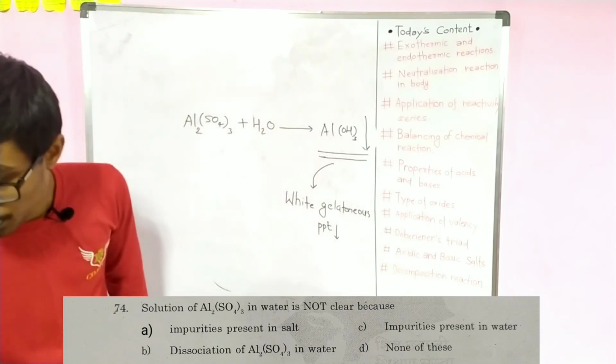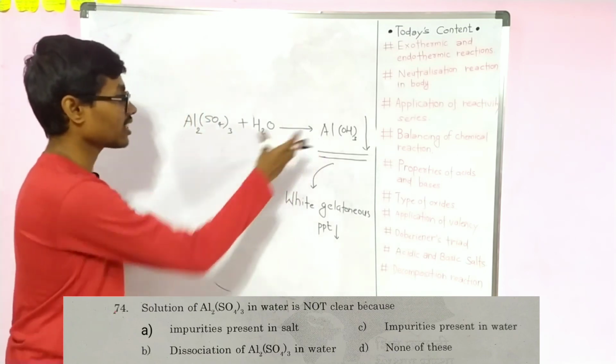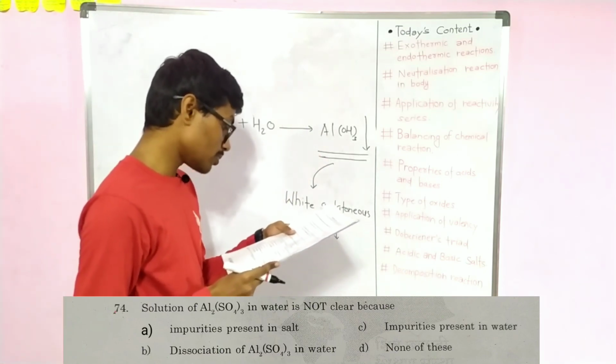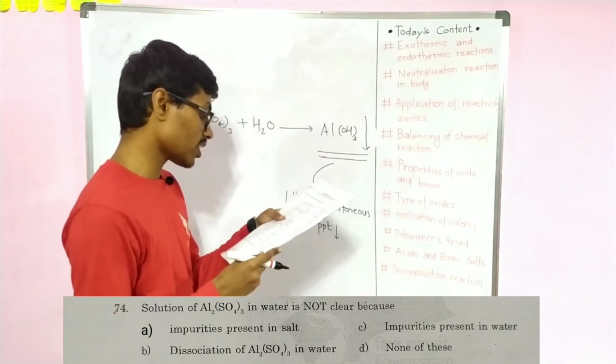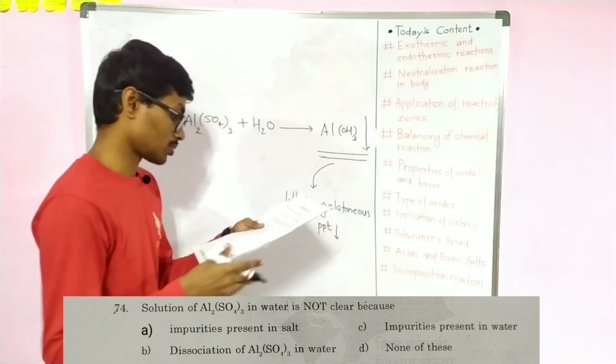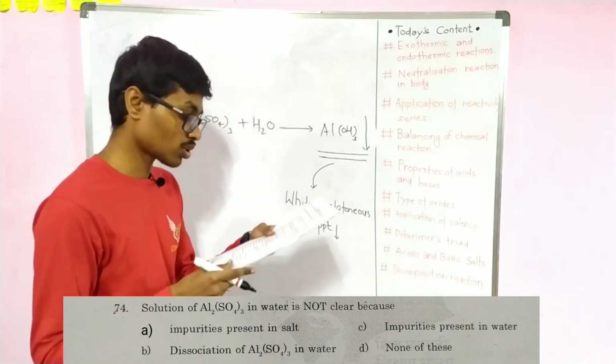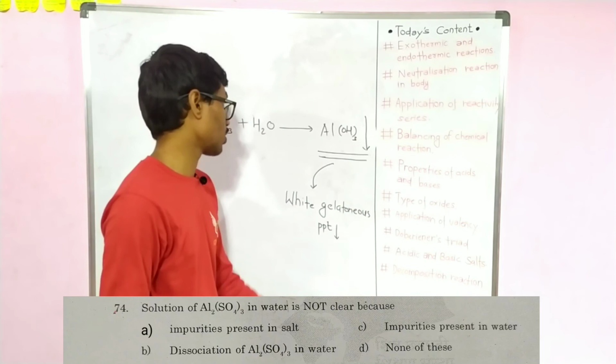Now they have given options. Impurities present in salt: clearly it is not impurity. Option B says dissociation of aluminium sulfate in water; let me check this option. The third option says impurities present in water. This is also not correct. And option D says none of these.